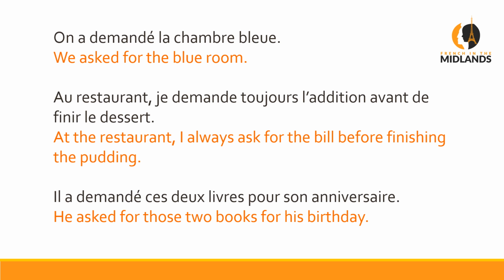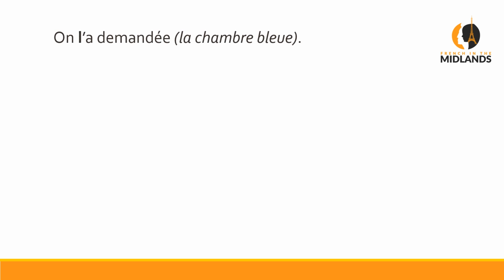Now let's use the exact same phrases, but replace the object with a pronoun. On l'a demandé instead of on a demandé la chambre bleue. So the L apostrophe replaces la chambre bleue. We asked for it, you see. It should be on la a demandé, as in LA, but you see we don't like the clash of 2 A's, so the first one disappears and becomes an apostrophe. On l'a demandé.